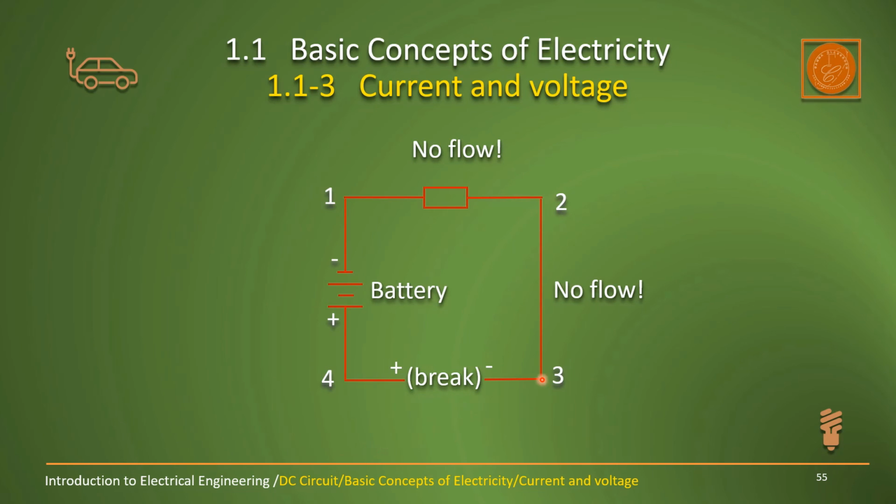And if we block between number 3 and number 4, because number 3 is connected through maybe a resistance to the battery negative, number 3 is negative, and number 4 here is connected to the battery positive. So number 4 is changed to positive. It means number 4 voltage is higher than number 3.